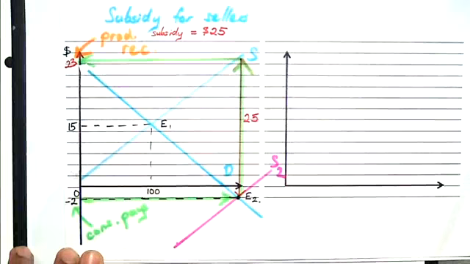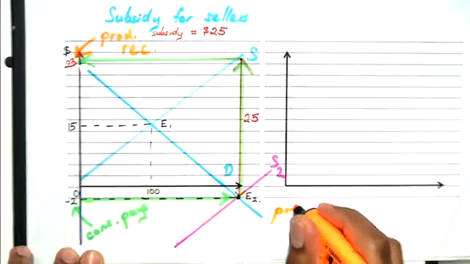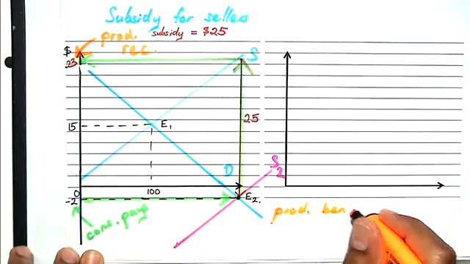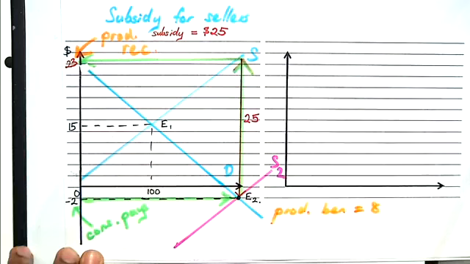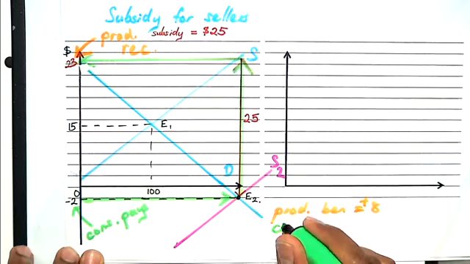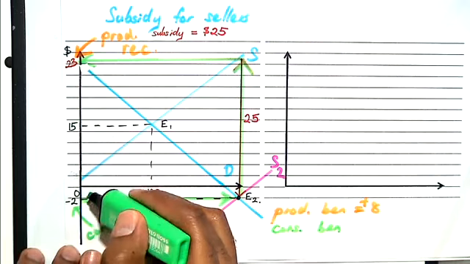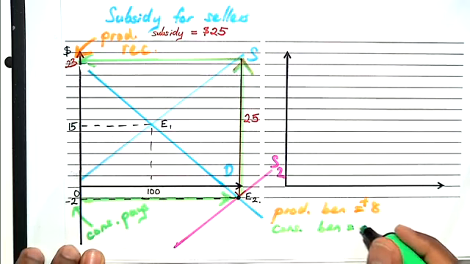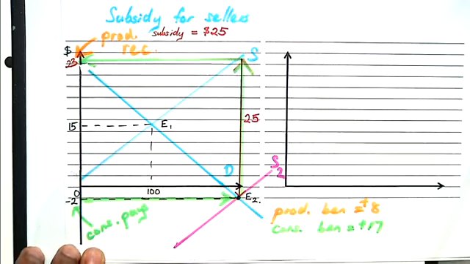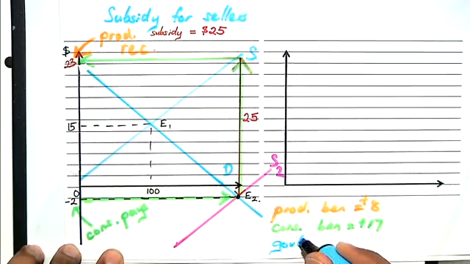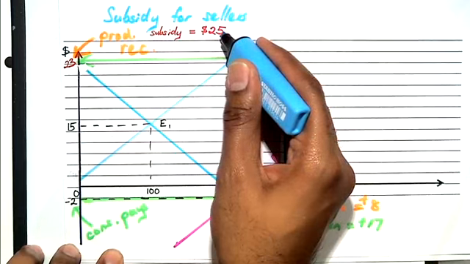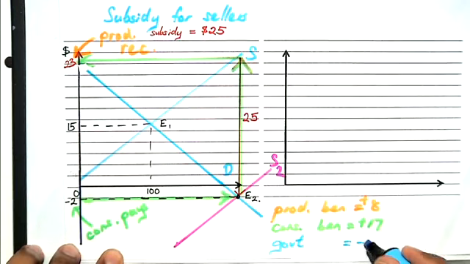What's the producer's benefit? The producer benefit is $8 plus 8. What is the consumer's benefit? The consumer used to pay 15, now they pay -2, so their benefit is 17. How much is the government losing? 25.